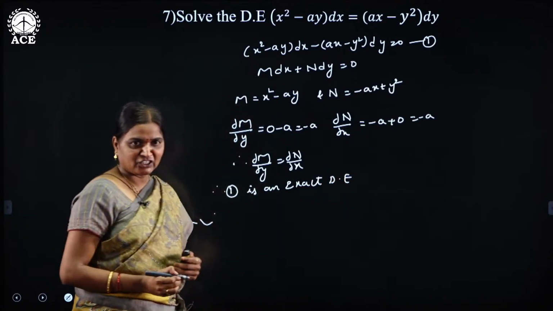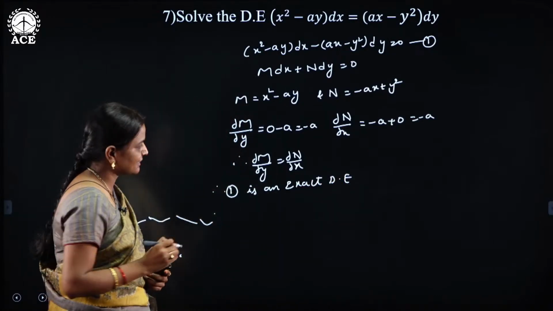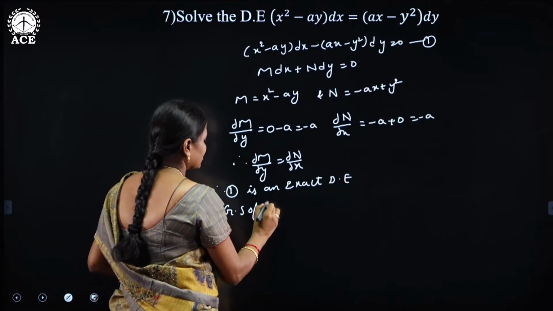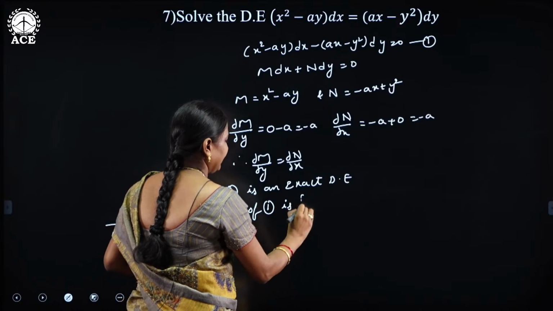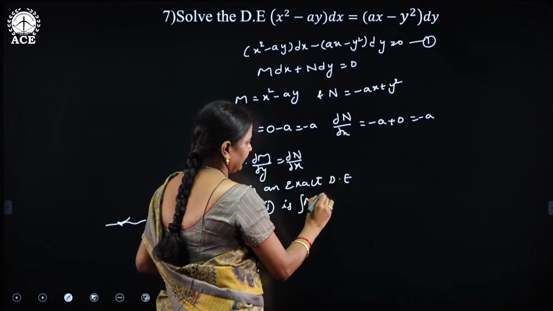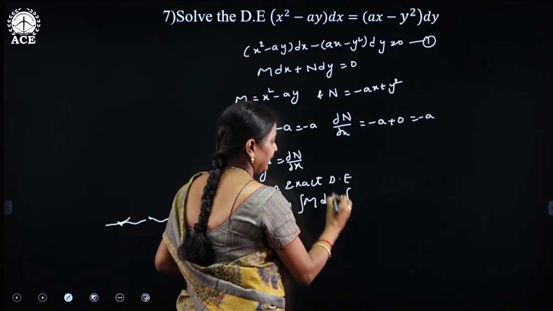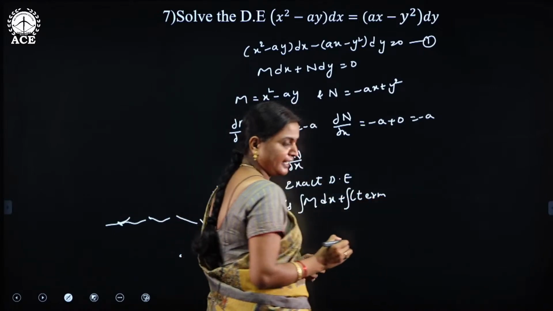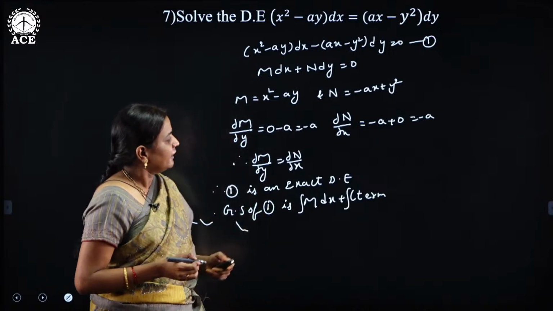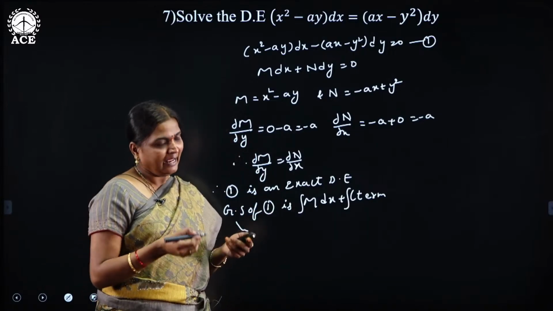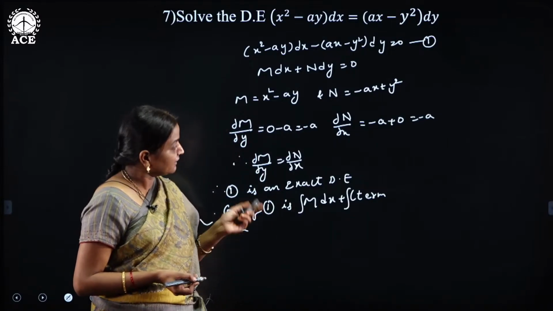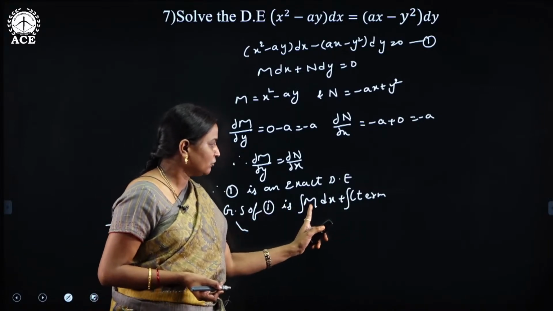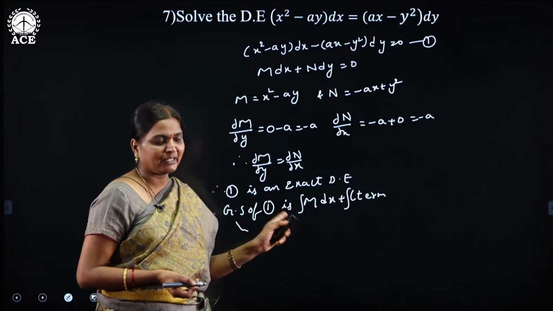If it is an exact differential equation, how to write its general solution? So general solution of equation 1 is integral m dx plus integral terms. This formula is very important in equations reducible to exact also. In that case also we use the same formula, but terms are different. Terminology, notations are different, but formula is same.